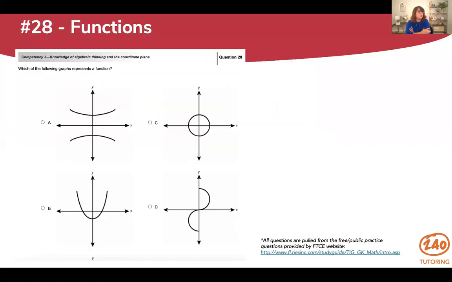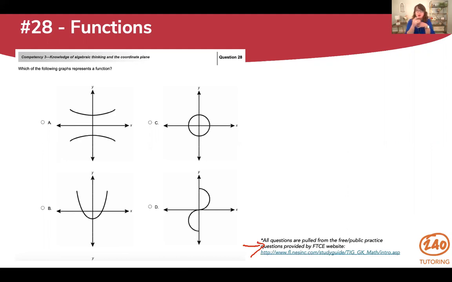So this first question is number 28, and all of these questions come from the FTCE website, those free and public practice questions they give you. They give you the question, they give you the correct answer, but they do not give you an explanation. So if you haven't done this in a while, we can sit here and look at these pictures all day long and I can tell you what the right answer is, but without someone to explain it to you or without the background knowledge that you need, you'll have no idea why the right answer is right and why the wrong answers are wrong. And so then the next time you come across a question like that, you're just as stuck as you were the first time.